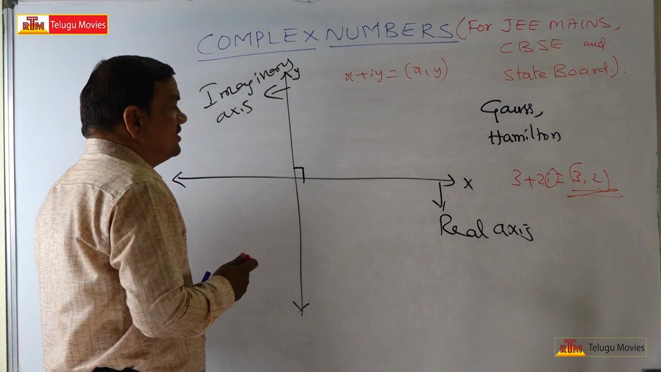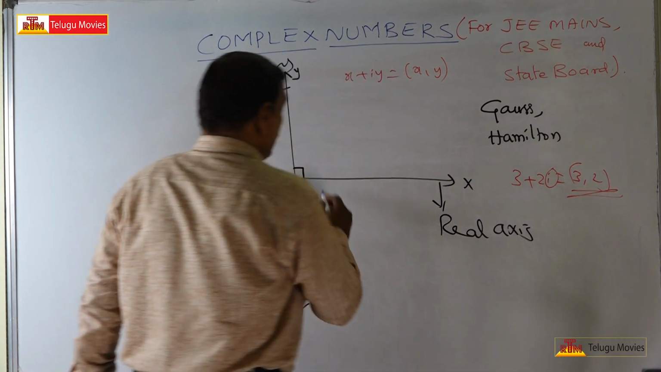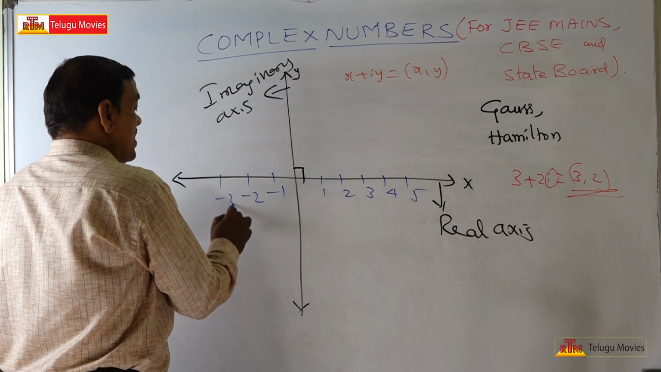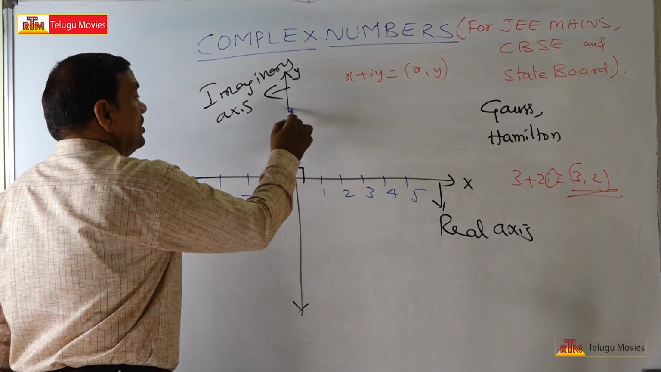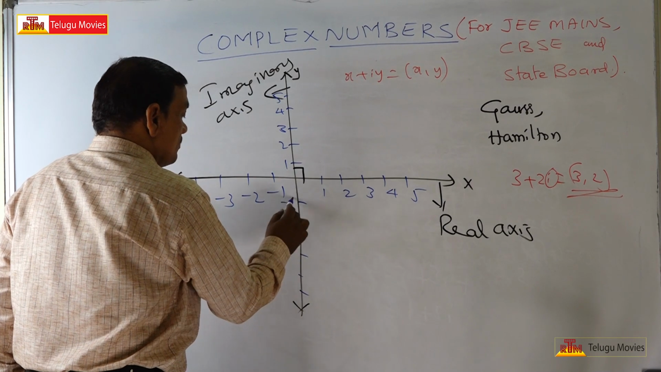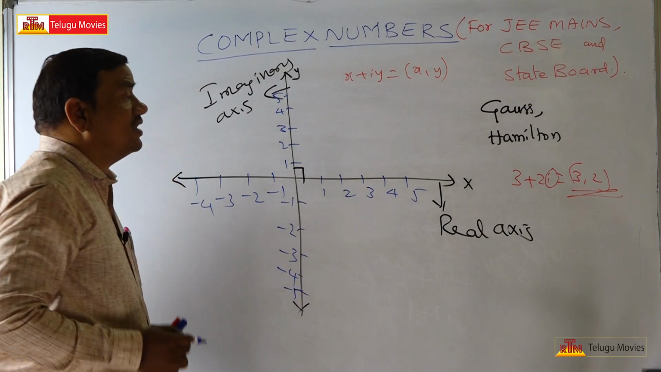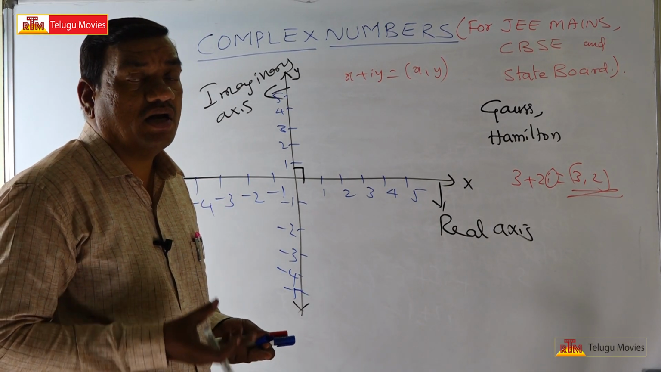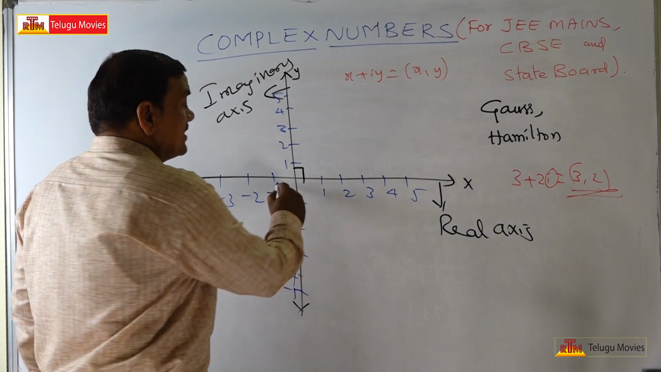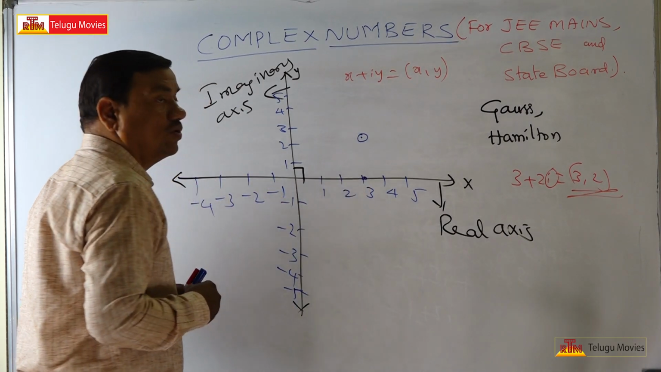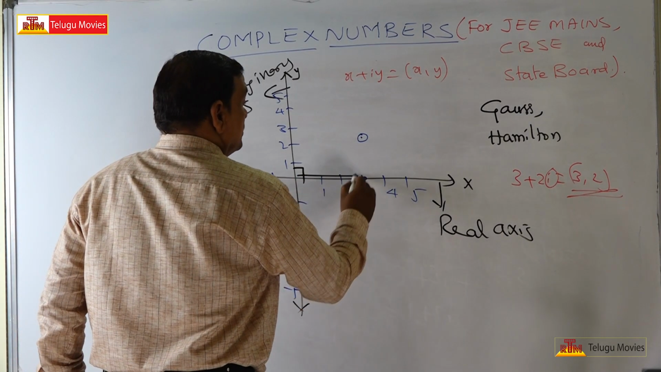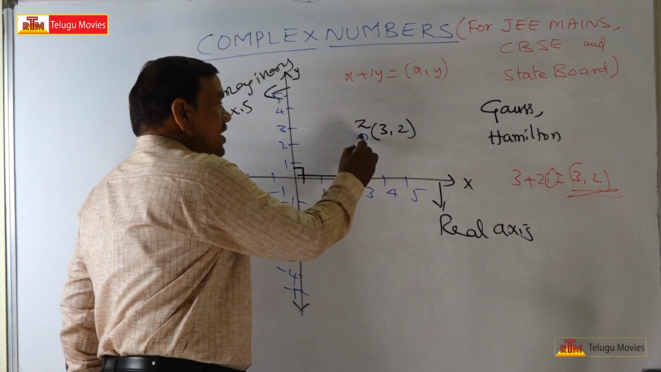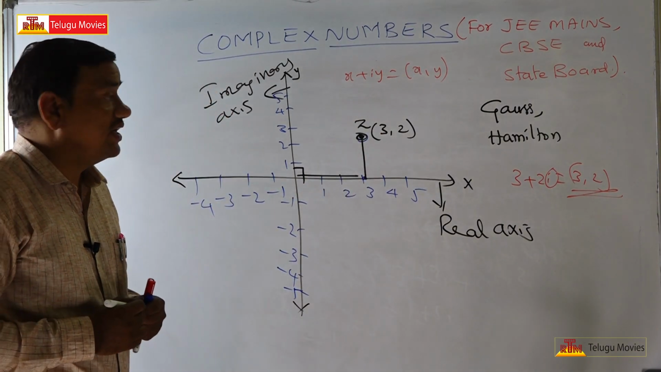For example, if the number is 3 plus 2i, that means 3 comma 2. This representation is as usual: 1, 2, 3, 4, 5, minus 1, minus 2, minus 3, minus 4, and so on. How to represent the number 3 comma 2? Just like in two-dimensional Cartesian geometry, x is 3 and y is equal to 2. So this is 3 comma 2, this is the complex number. This point represents the complex number 3 comma 2, that is 3 plus 2i.